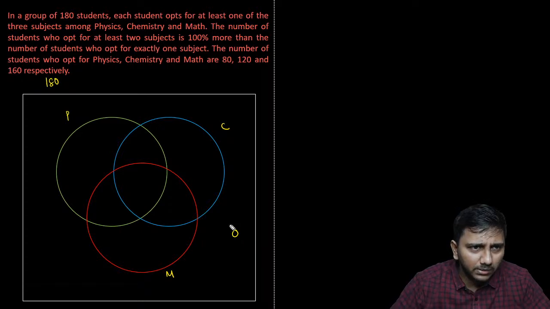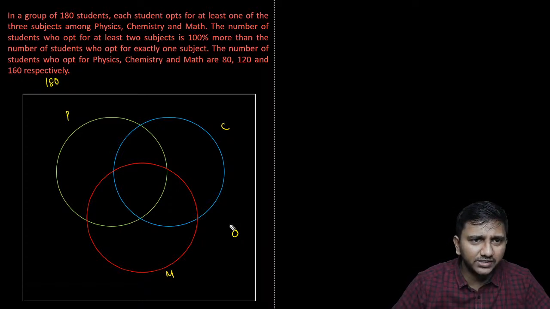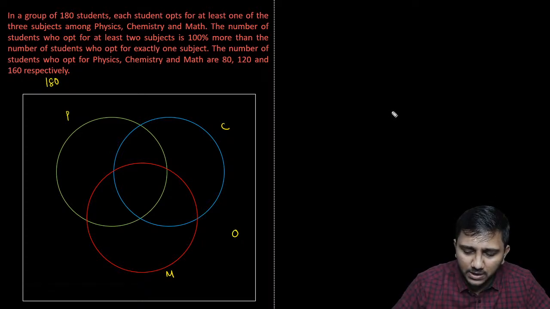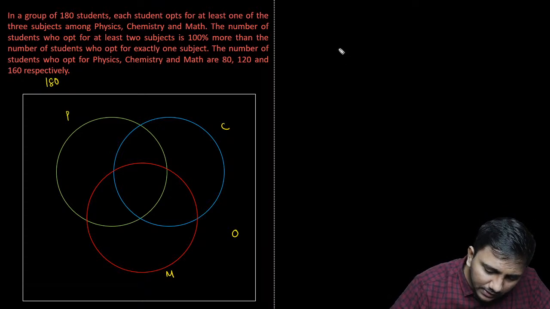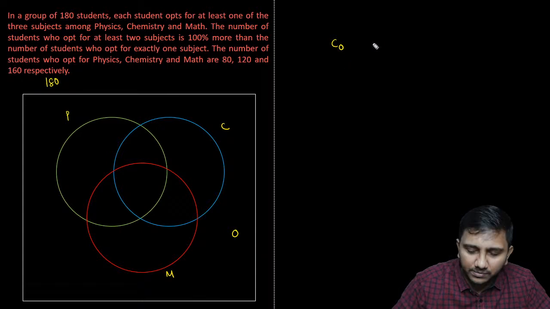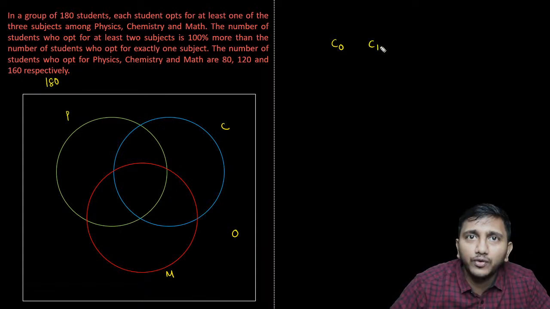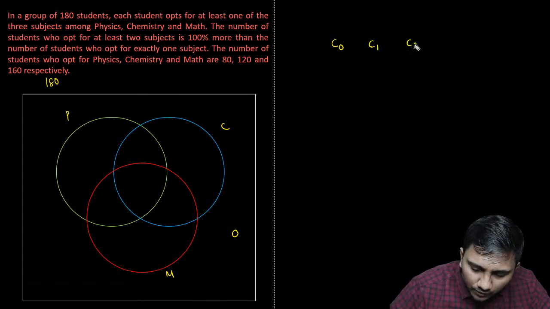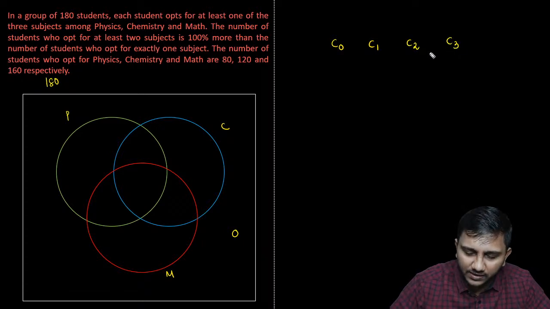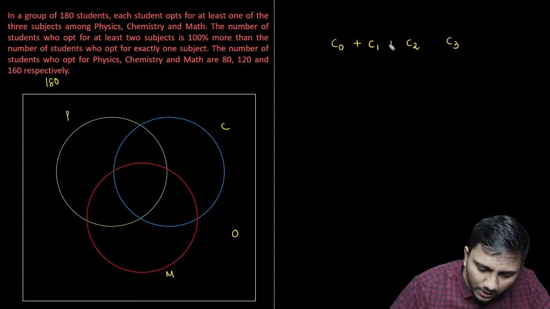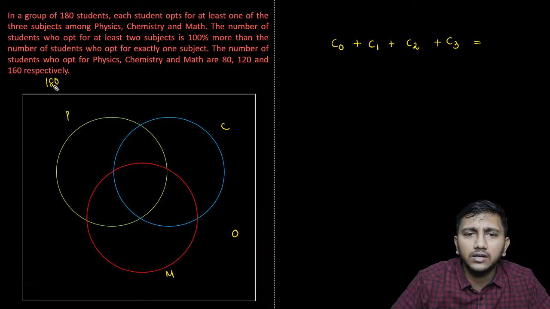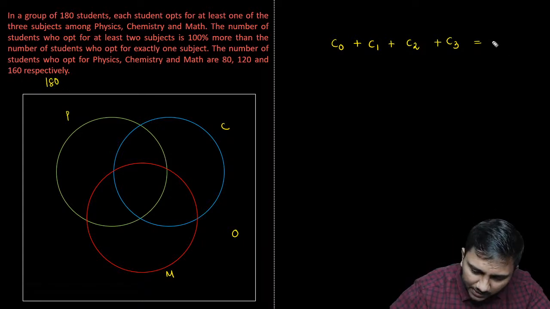And it is also given the number of students who opt for at least two subjects is 100% more than the number of students who opt for exactly one subject. Okay, let's form some equations on the basis of this. Let C0 be the number of students who have opted for none of the subjects. Let C1 be the number of students who opted for exactly one. C2, number of students who opted for exactly 2, and C3 exactly 3. So C0 plus C1 plus C2 plus C3 should be equal to 180. Now that's in general for any Venn diagrams with three parameters.